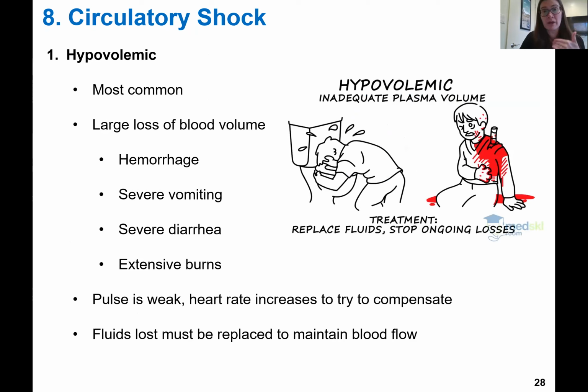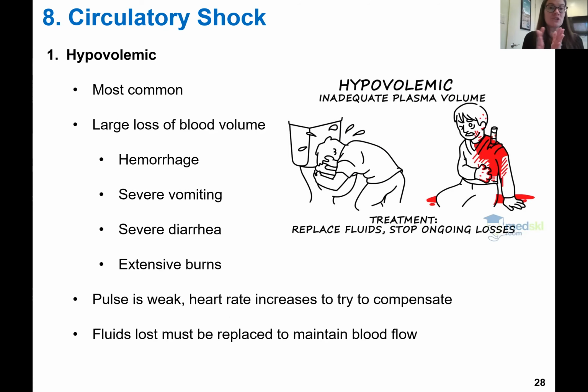Hypovolemic, not enough blood volume. So this can happen because you're hemorrhaging, or you've had severe vomiting, or severe diarrhea, or it happens in excessive burns when our integumentary barrier is not there anymore and we're losing lots of fluids across the very damaged skin. So you're going to get a weak pulse, and your heart rate is going to increase because the cardiac output is going down because stroke volume is going down. Stroke volume is going down because end diastolic volume is going down. That's going down because venous return has gone down.